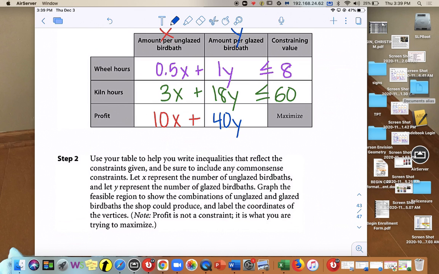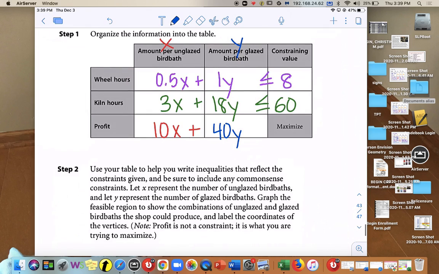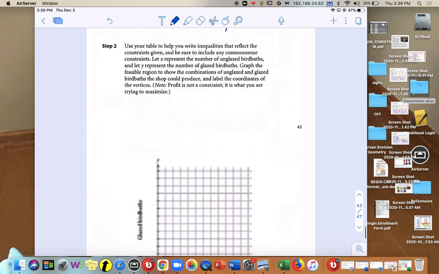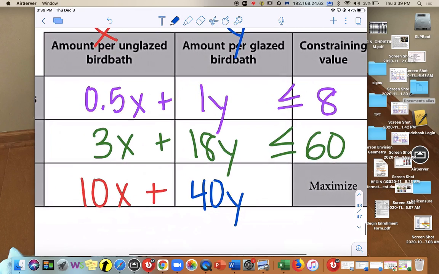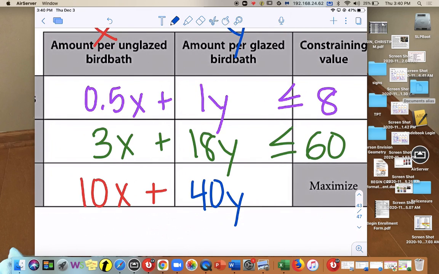All right, so we have our table right here. It says use your table to help write the inequalities. I just wrote them right in the table. And then we're going to graph. Now, in order to graph, we have to come up with a scale. And in order to come up with a scale, we need to find points on the line that we can graph.